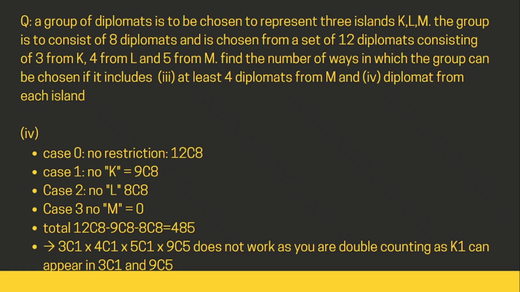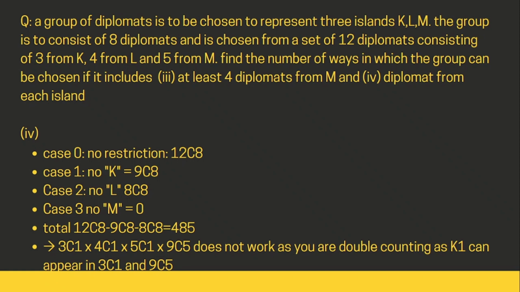So it's just gonna be 12 choose 8 diplomats. Minus the scenario where there's no K. So if there's no K, you just do 9 choose 8, similar to your part 2 answer. Case 2 is there's no L. So if there's no L, actually just 8 people. So it's just 8 choose 8. Then there's no scenario where there's no M. Because once you remove the 5 people from the group of 12, you just have 7 people. 7 people to fill up 8 diplomats just doesn't work. So you take your 12 choose 8 minus your 9 choose 8 minus your 8 choose 8, it will be 485.